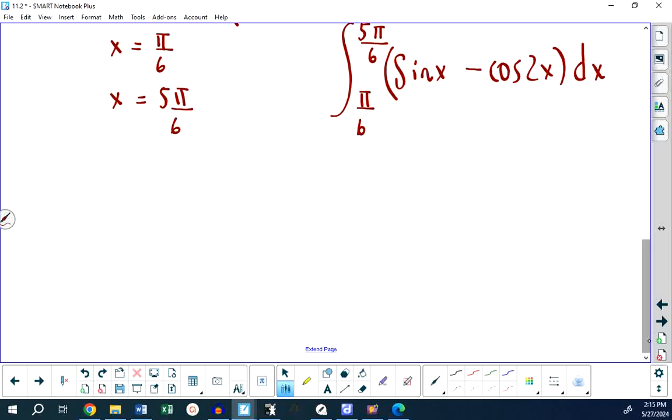So we are going to have to then take negative cosine of x, which is the antiderivative of sine of x. Hope I'm not alone on that. Minus 1/2 sine of 2x. 1/2 sine of 2x is the antiderivative of cos of 2x.